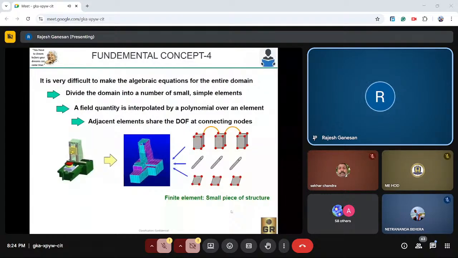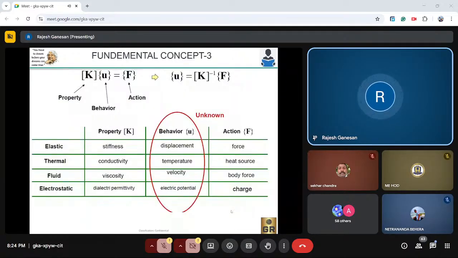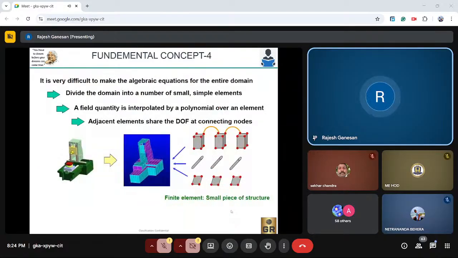The next one is the same, just we are understanding it with respect to multiple machines. For example, here we are doing the formula for only a single machine. Here we have multiple machines. It is very difficult to make the algebraic equations for the entire domain, so divide the domain into a number of small pieces.